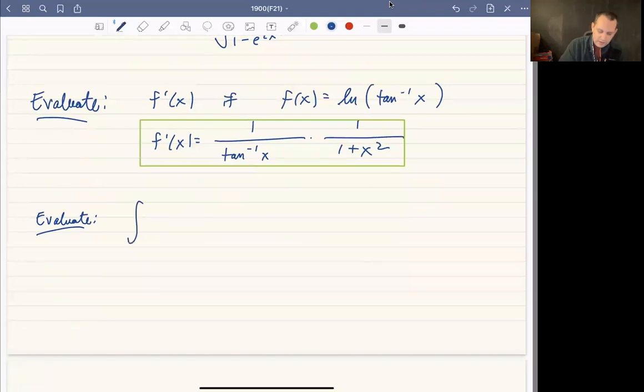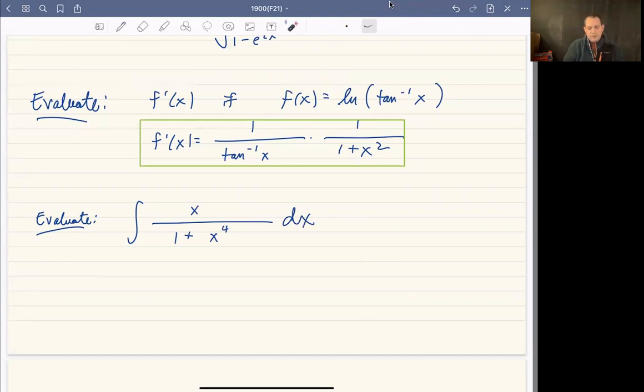Let's say I wanted to evaluate the antiderivative of, let's do it this way, x over 1 plus x to the 4th. Okay, and let's think about how could we differentiate this?